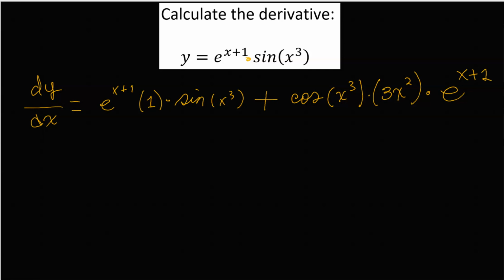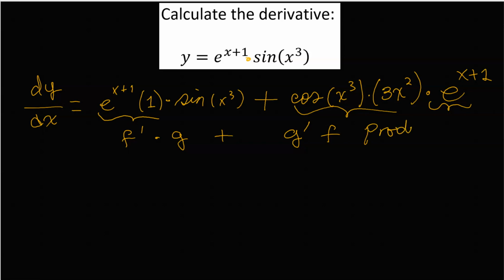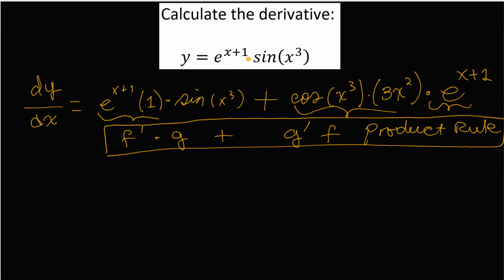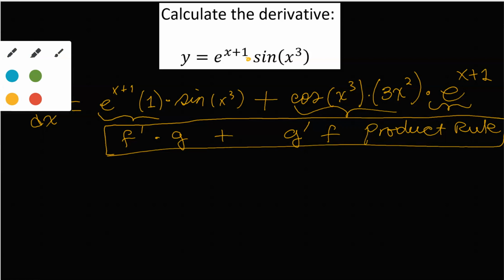Okay, so the product rule said derivative of the first times the second plus the derivative of the second multiplied by the first. That's the product rule. Okay, so that is what we just used to take the derivative of that function. And then we apply the chain rule for each of those derivatives. Now, what can you do with that?